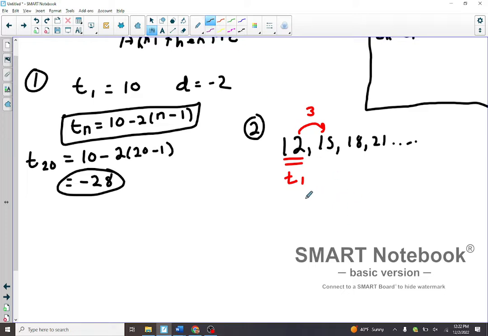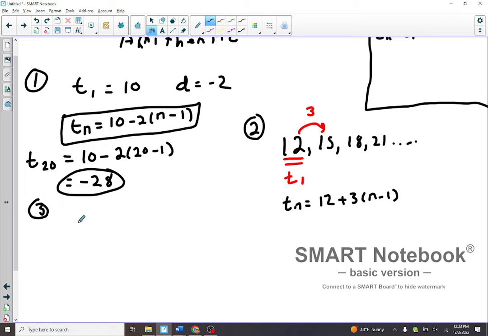Alright, and then the same thing, write just the equation and then solve for whatever it says. Tn equals 12 plus 3 times n minus 1. And then you would plug in 20. I'm not going to do that again, but you basically have to plug in 20. If I ask you to do 20, you do 20. If I ask you 30, you do 30. Find T30.